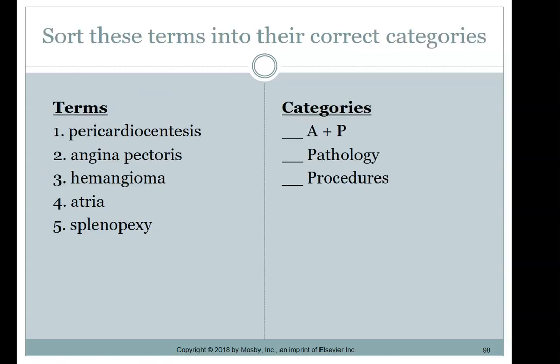Okay, sort these terms into the correct categories. Your terms are 1, pericardiocentesis, 2, angina pectoris, 3, hemangiomas, 4, atria, and 5, splenopexies. Okay, your categories: anatomy and physiology, pathology, and procedures. So with A and P, you would put 4, that's atria. Pathology would be angina pectoris and hemangiomas. And procedures are pericardiocentesis and splenopexy.